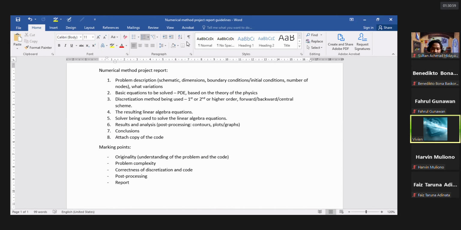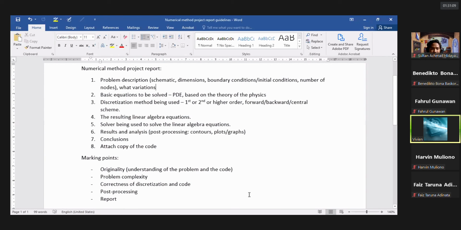So this will be the report guideline. What should be provided in the report? The first one is the problem description. This is an open case. It means that we will find a case which is an elliptic problem. First you have to make sure that this is an elliptic problem. You can find any case, but make sure it is a case of an elliptic problem.